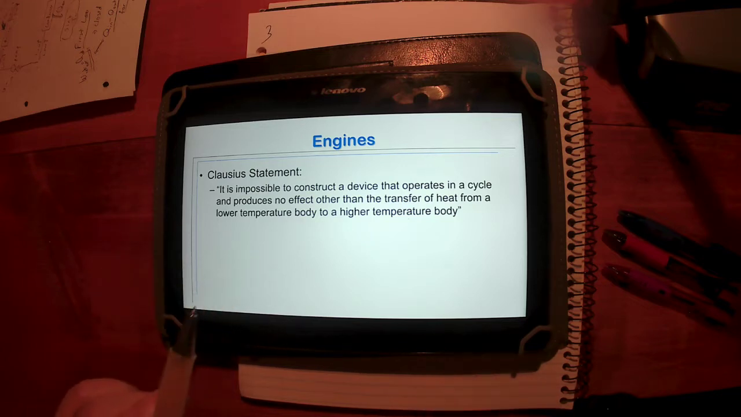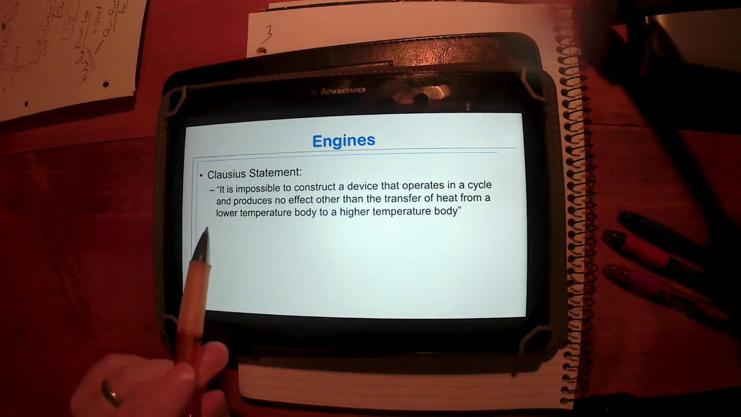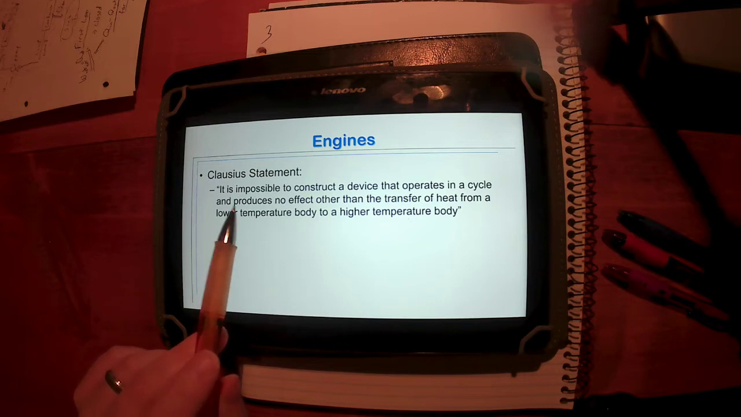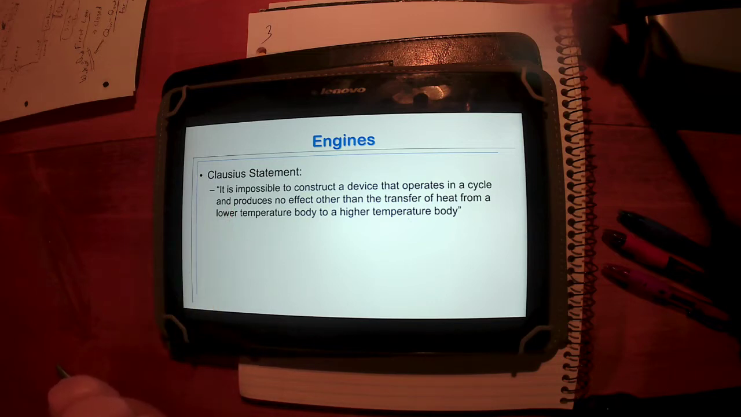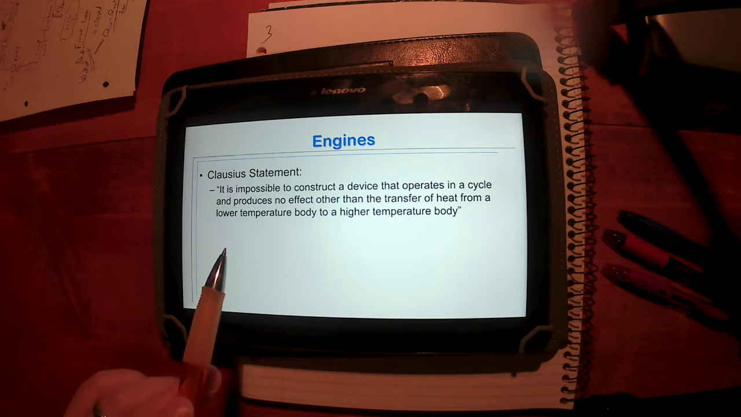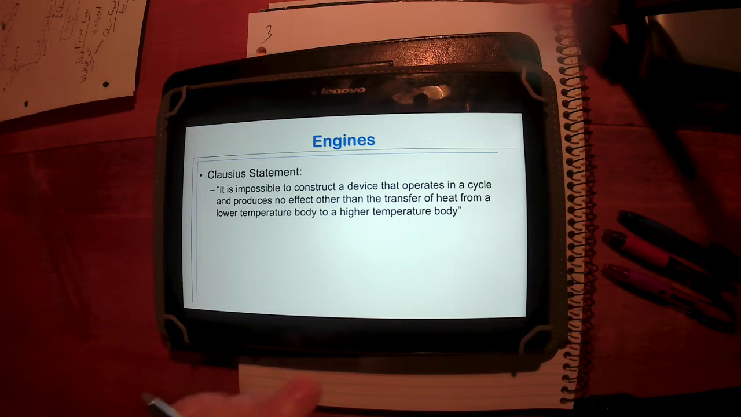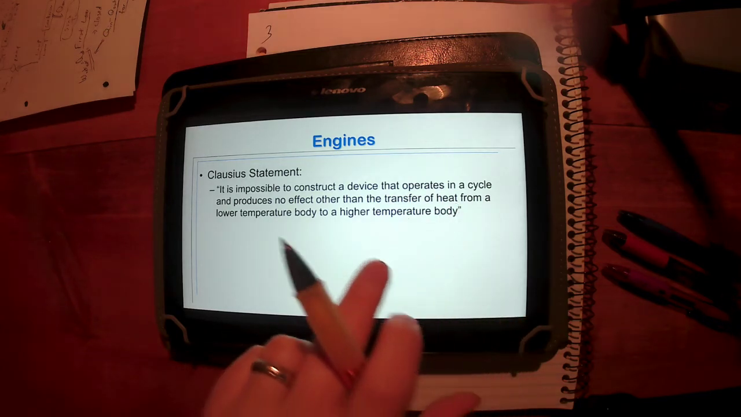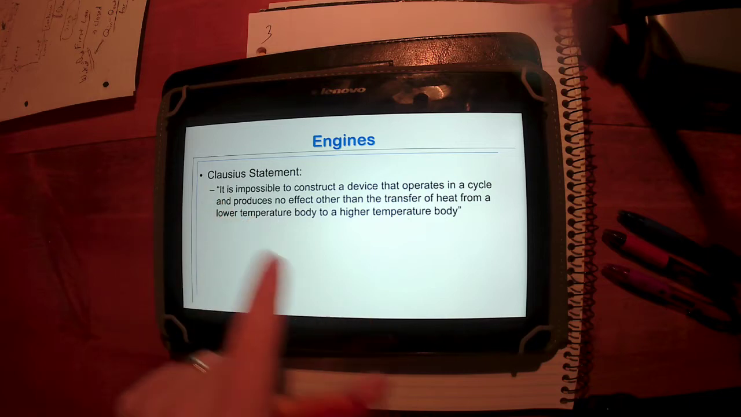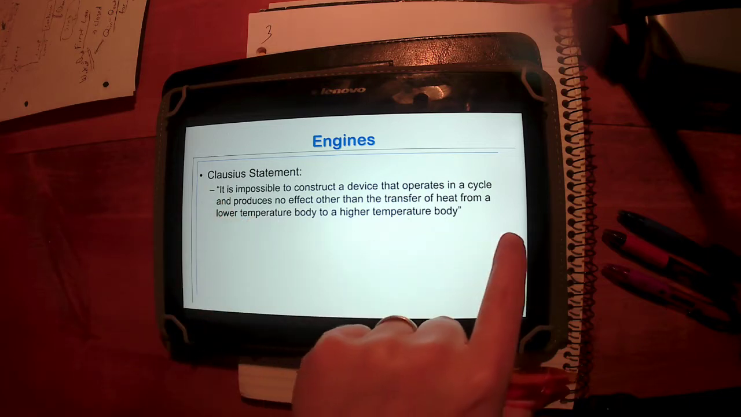Okay, recall our good friend Klaus has told us that it is impossible to construct a device that operates in a cycle and produces no effect other than the transfer of heat from a lower temperature body to a higher temperature body. That can't be the only thing it does. Now, when I first introduced this, I said, remember though, there are devices that actually cool substances for us. We have air conditioners and we have refrigerators. Those are devices that actually remove heat and move it to another location. So Klaus's is not saying you can't do it. That just can't be the only thing you're doing.